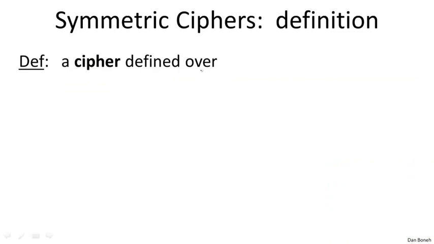There's an encryption algorithm and a decryption algorithm. But in fact, a cipher is defined over a triple. There's the set of all possible keys, which I'm going to denote by script K. Sometimes I'll call this the key space. There's the set of all possible messages, and the set of all possible ciphertexts. This triple, in some sense, defines the environment over which the cipher is defined.